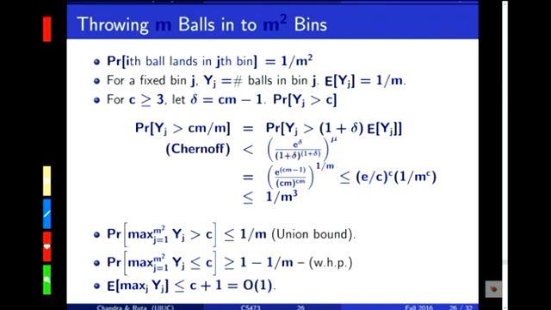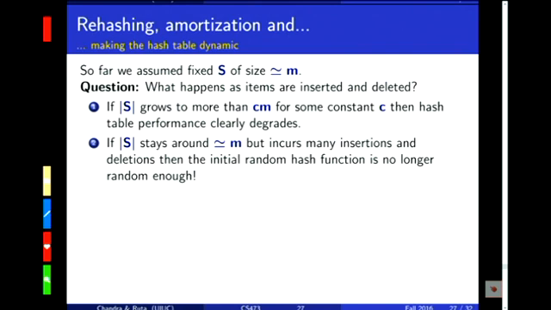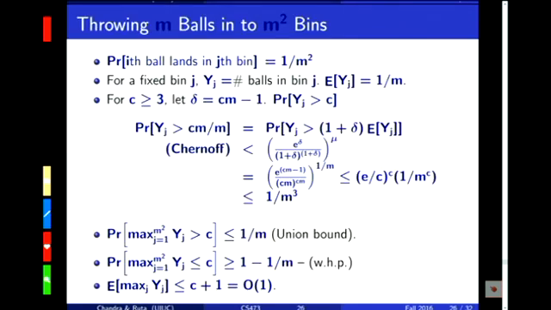Okay? And then you can calculate even the expectation, which will turn out to be at most C plus 1, which is order 1. Okay? So you can get rid of that log n over log log n in the worst case also by doing these 2 levels of hashing.